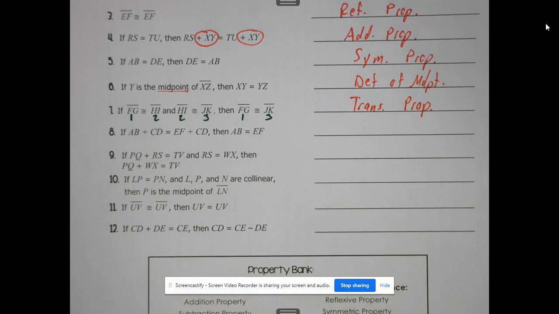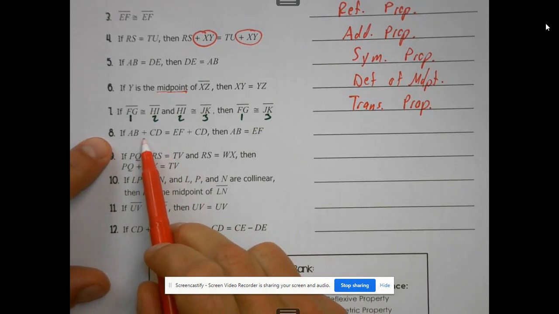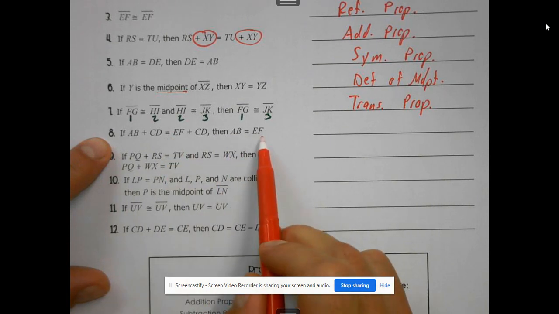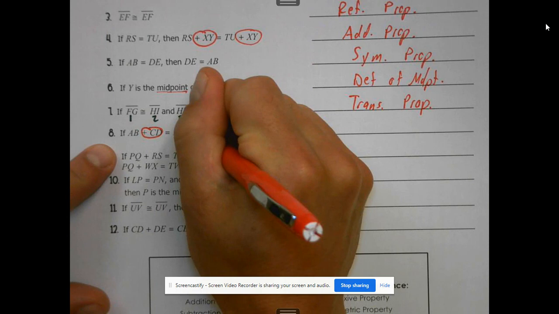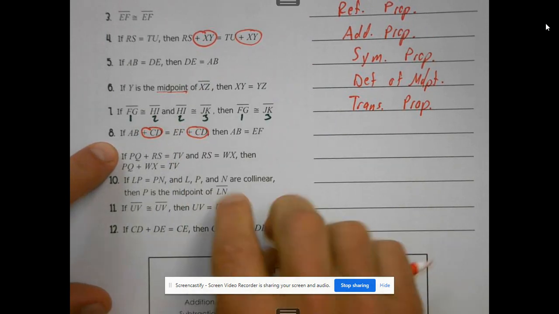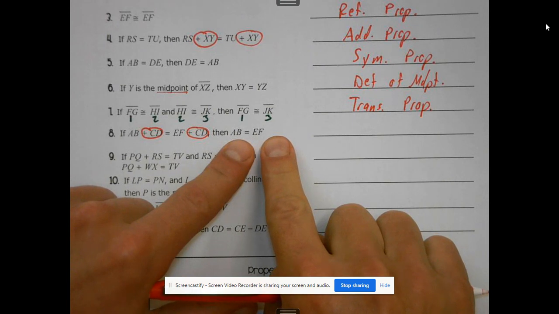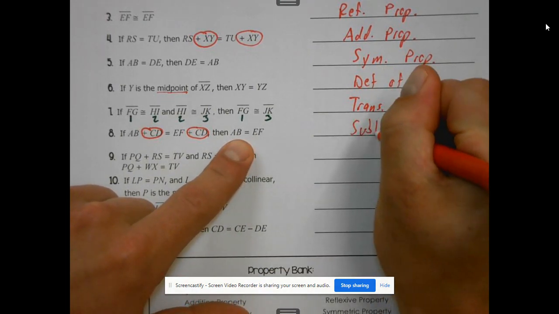If not, rewatch it. Number 8, AB plus CD equals EF plus CD. Then I can say this. If I look at the left-hand side, I see I'm adding CD to both sides, right? But to get from this side to this side, I had to subtract the CDs away. So this would be your subtraction property.